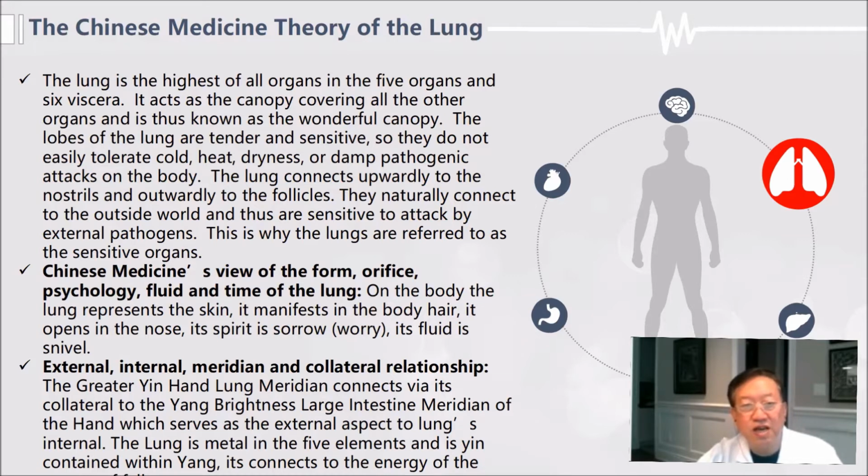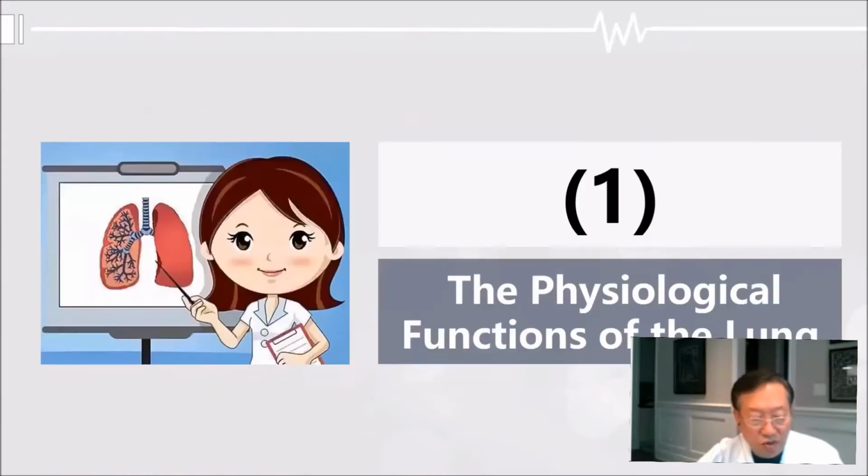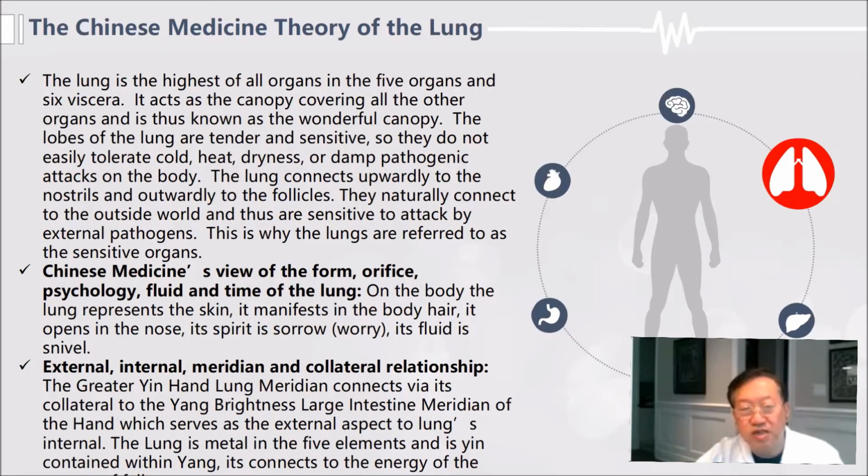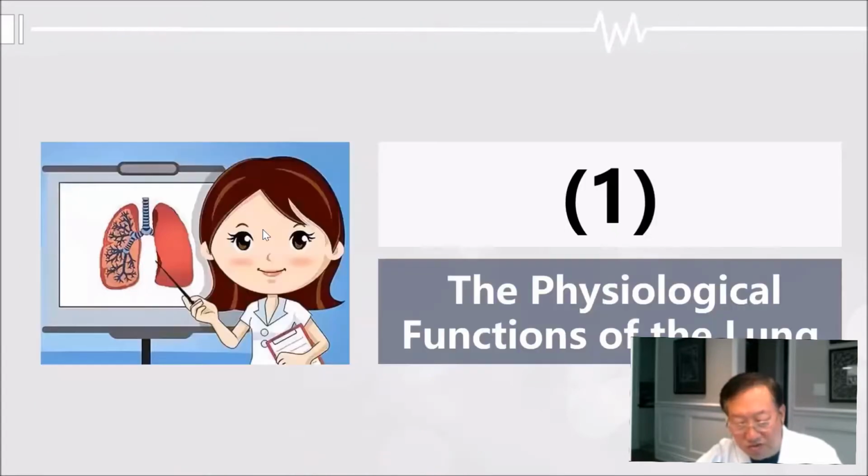External and internal meridian and collateral relationships. The greater yin hand-lung meridian connects via its collateral to the yang brightness large intestine meridian of the hand, which serves as the external aspect to the lung's internal. The lung is metal in the 5 elements and is yin contained within yang. It connects to the energy of the fall.